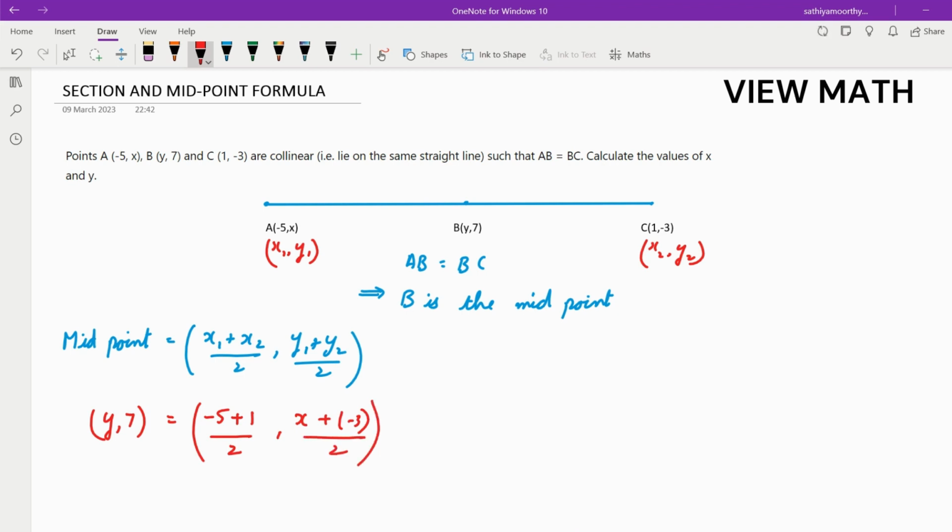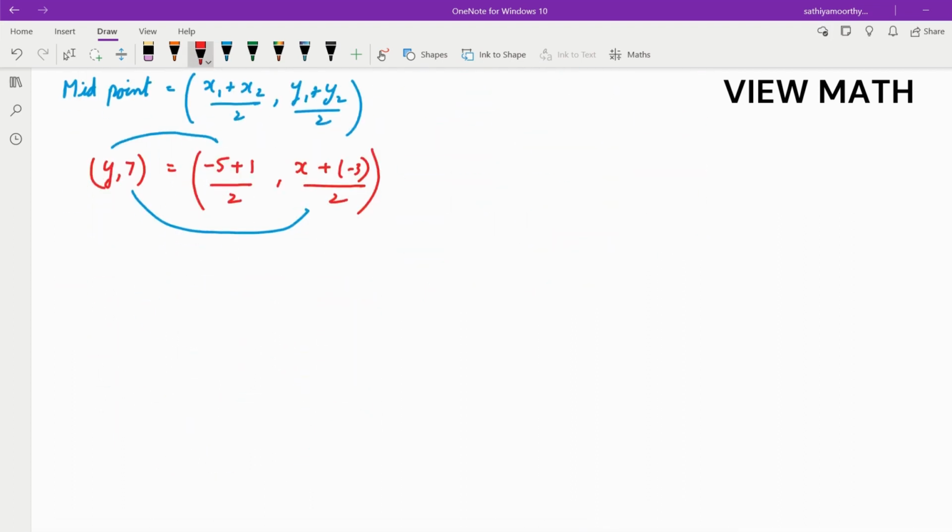So now I'm going to equate the x coordinate and the y coordinate to find out the unknown values. Now let me equate it. y is equal to, here y is not the y coordinate, it is just the unknown value, y is equal to minus 5 plus 1 by 2. y is equal to minus 5 plus 1 is minus 4 by 2. y is equal to minus 2.